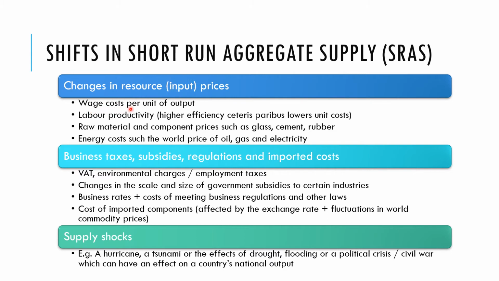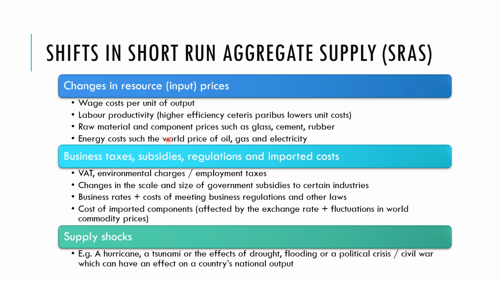So if wages went up for businesses, that would change the cost of resources and change their willingness to supply a certain quantity at a given price level. It's linked to labour productivity, so output per worker. Lower levels of labour productivity will presumably mean less output willing to be supplied at a certain price level. The raw materials and component prices, such as glass, cement, rubber, and energy costs, such as oil, gas, electricity, all of these costs would have an impact on the price level at which firms are willing to supply.